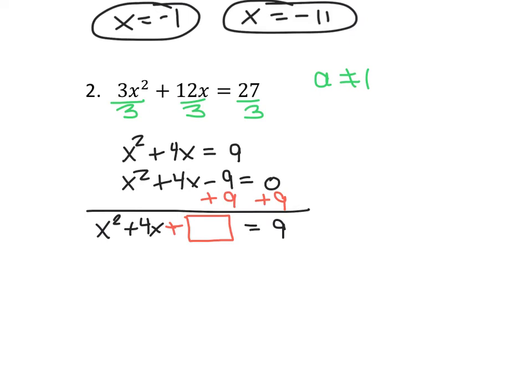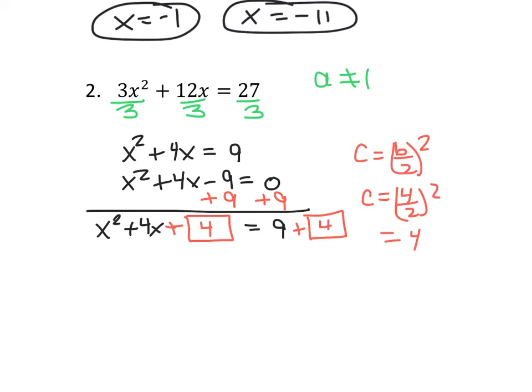So we look at b, so c is going to equal half of b, squared. And so we have 4 divided by 2, squared, is going to give us another 4. So to make a perfect square on the left, we're going to add 4. If I add 4 on the left, I've got to add 4 on the right. Notice I'm putting these in boxes. I'm trying to make it very obvious to my eyes that I need to maintain balance and equality.